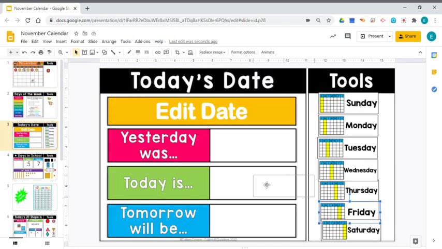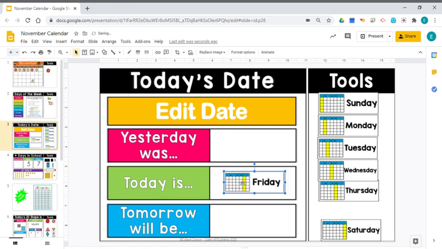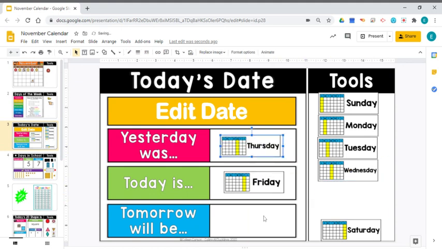So let's go ahead and move. Today is Friday. What day came before Friday? Because the day that comes before Friday was yesterday. Sunday, Monday, Tuesday, Wednesday. Yep, Thursday, Friday. Yep, tomorrow will be Saturday.